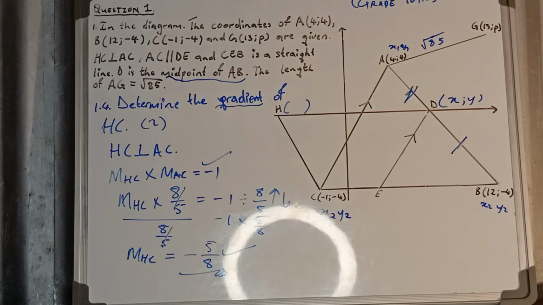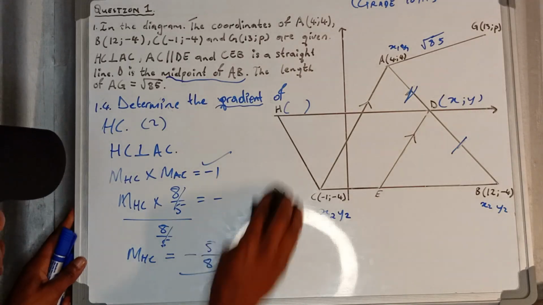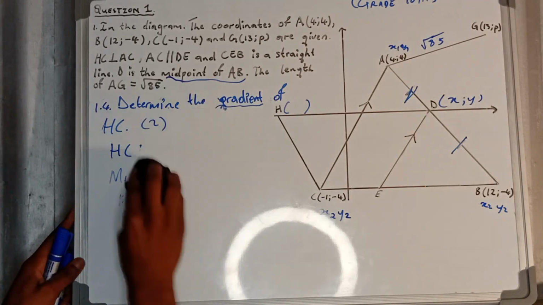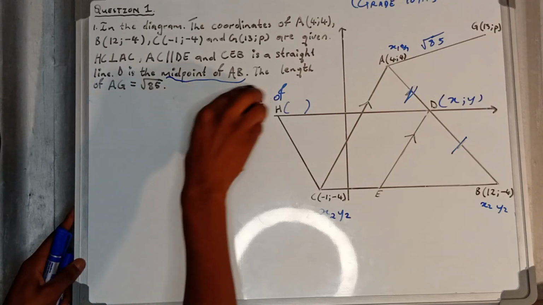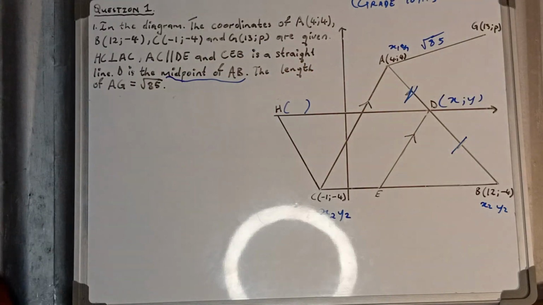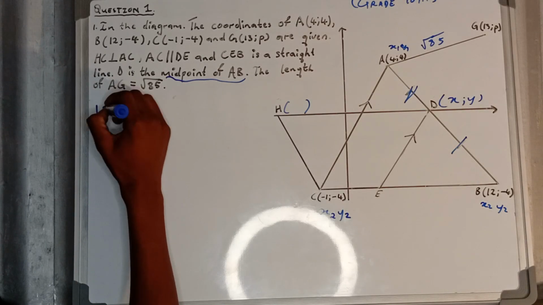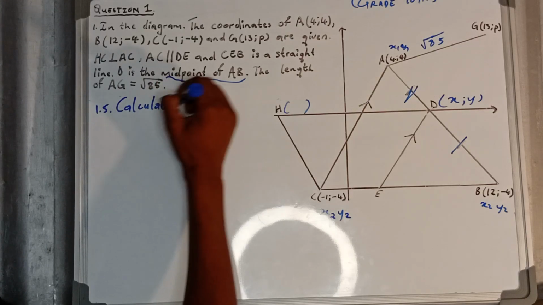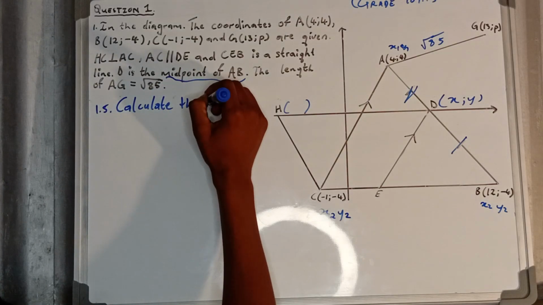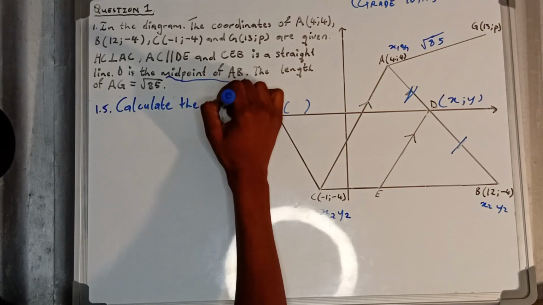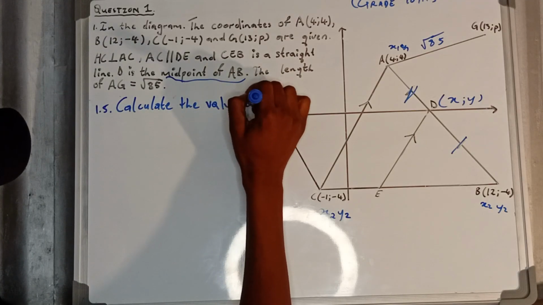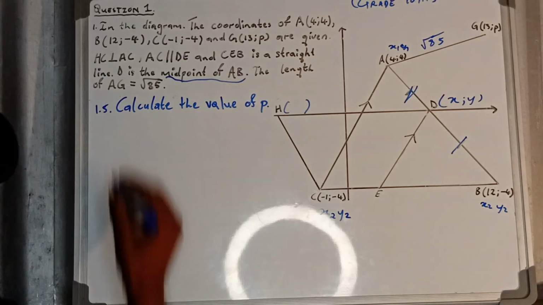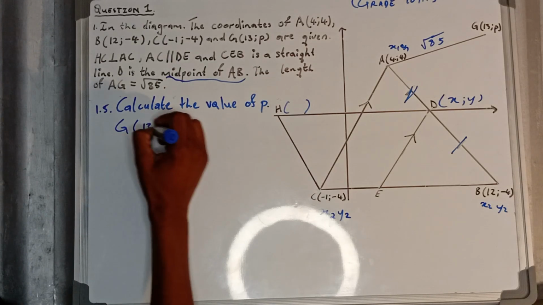Can we go to 1.5? Yes. Okay, let us move quickly now. Let us move to 1.5. What did they say? This is the question that most of the learners were crying about. Calculate the value of P. Where is P? P is on G, of which that was 13 and P.